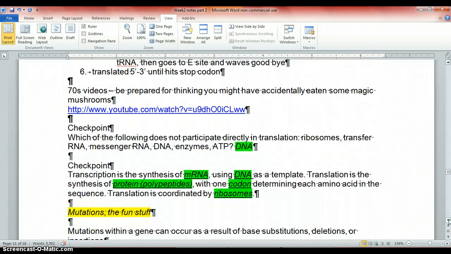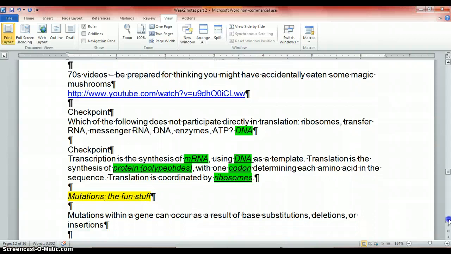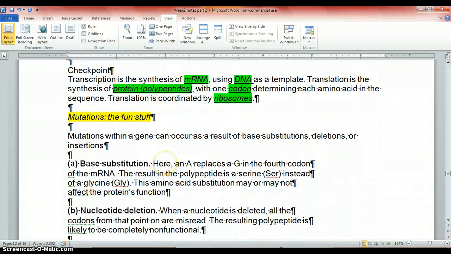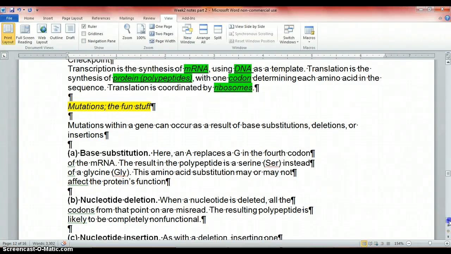Alright, let's talk about some mutations, which I think is the fun part. Mutations within a gene can occur as a result of base substitutions, deletions, or insertions, and a few other things, but those are the ones we're going to focus on right now.